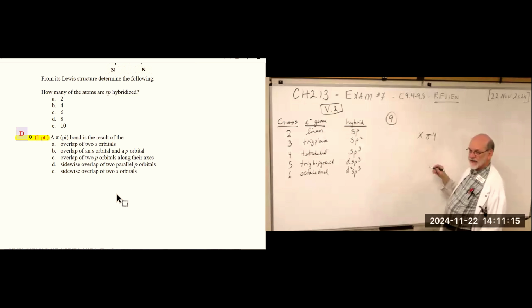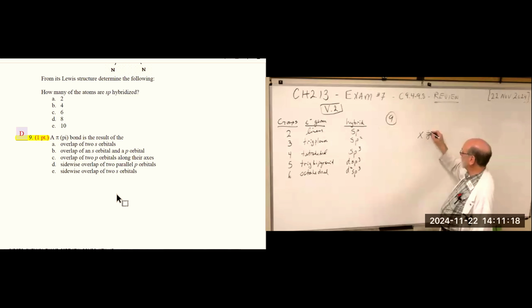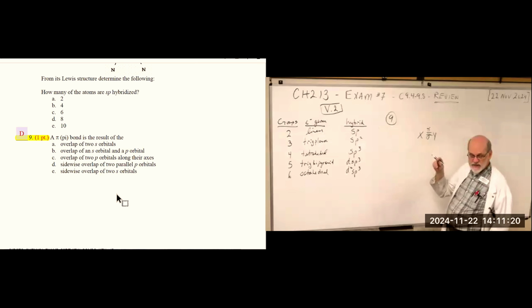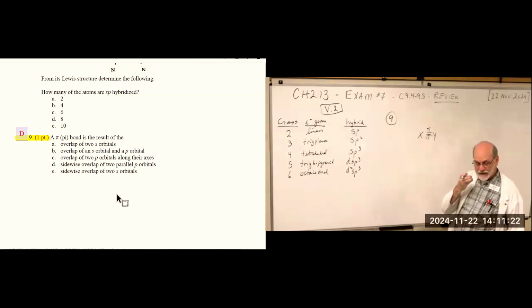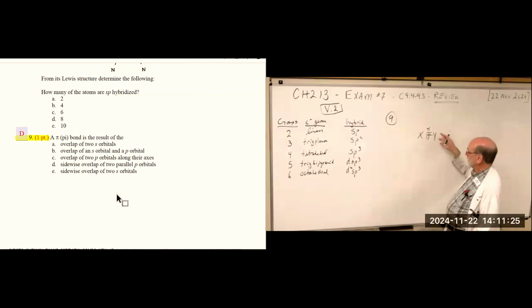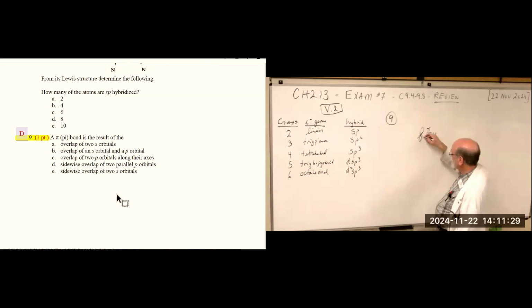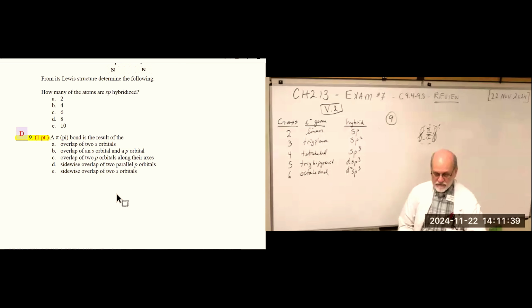Any pi bonds are off axis. Say we have 1 pi bond here. You have to have a sigma before you can have a pi. Now you can have 2 pi's, but in this case we have 1. How did we form that 1? We formed that 1 by the overlap of unused p orbitals, at least with the localized electron model. That's how it works. So D, sidewise overlap of 2 parallel p orbitals.